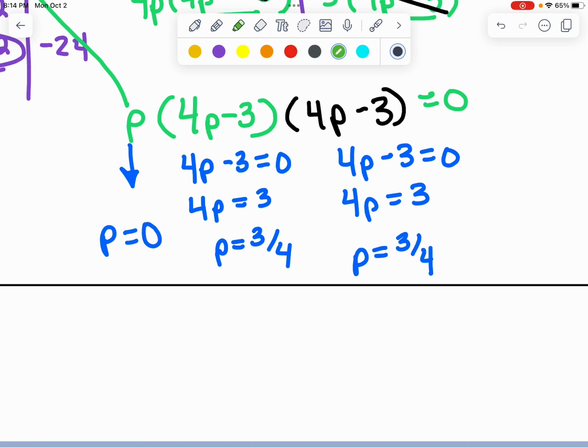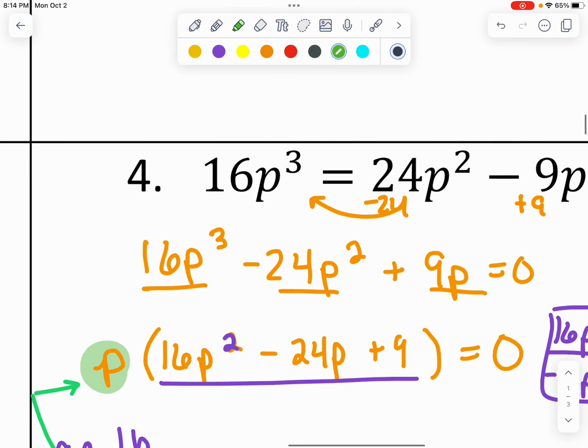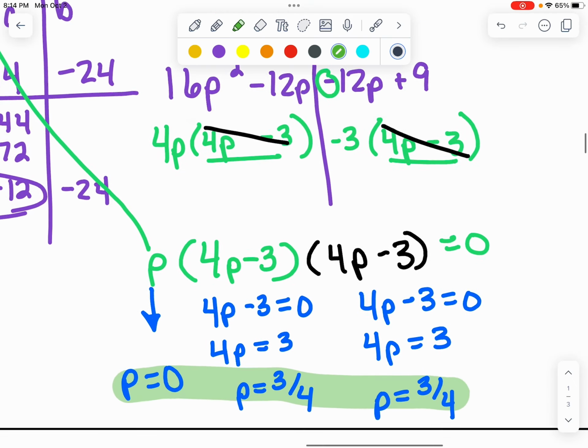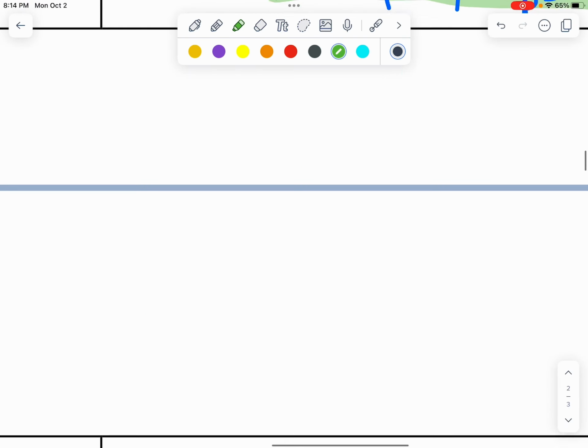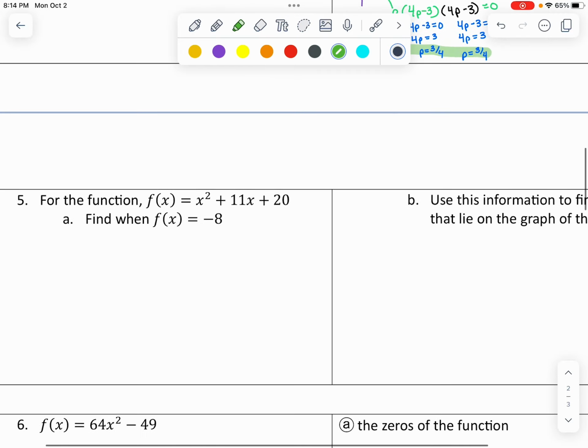There, we did it. One, two, three answers. Take a look up here. What was the highest exponent? Three. That's why we have three answers. Wow. Yes, math is beautiful. All right. Not as beautiful as you, dear.